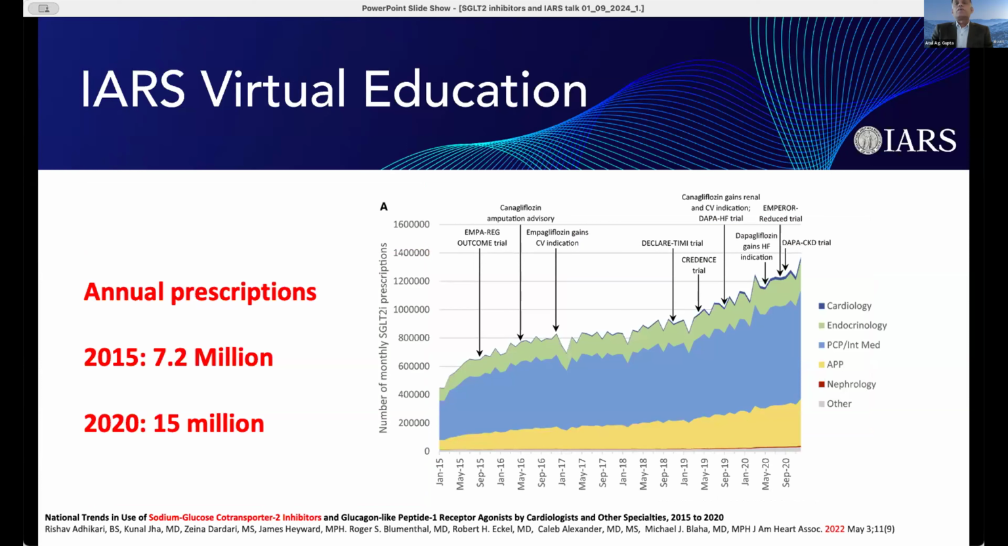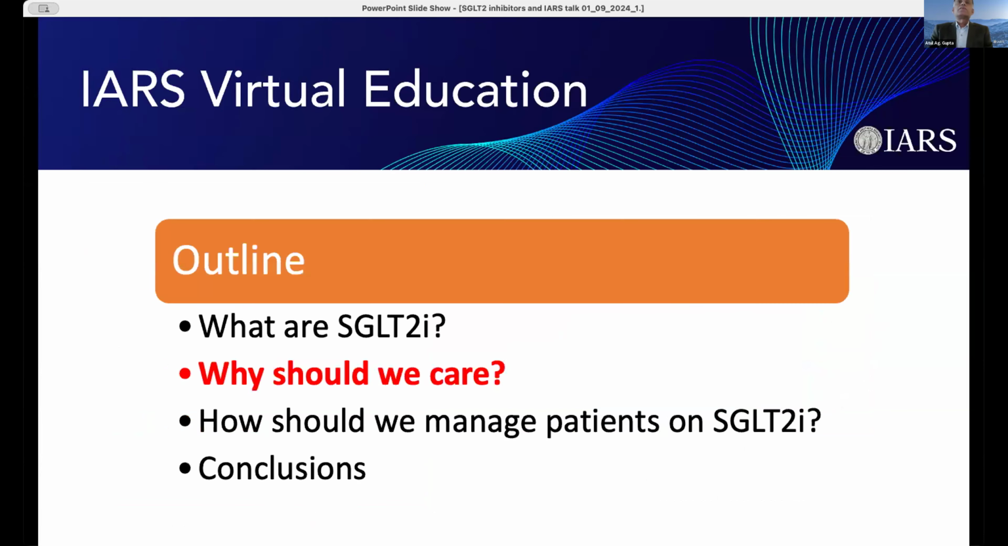Over the past 5 years, the number of annual prescriptions of these agents has gone up from 7.2 to 15 million. And as you can see on the graph, it is commensurate with each positive trial coming out, and the use is continuously going up. Next slide, please. So now we know what SGLT2 inhibitors are, but why should we as anesthesiologists care about these agents? Next slide, please.